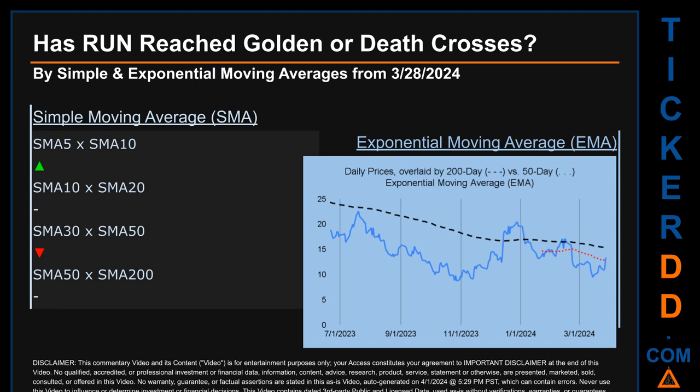Continuing with SMA, we looked across the 5 to 10, the 10 to 20, and the 30 to 50-day ranges to see if golden and death crosses had been reached. We found golden cross signal for the 5 to 10. We found death cross signal for the 30 to 50. We could not find either golden cross or death cross signal for the 10 to 20 and the 50 to 200.